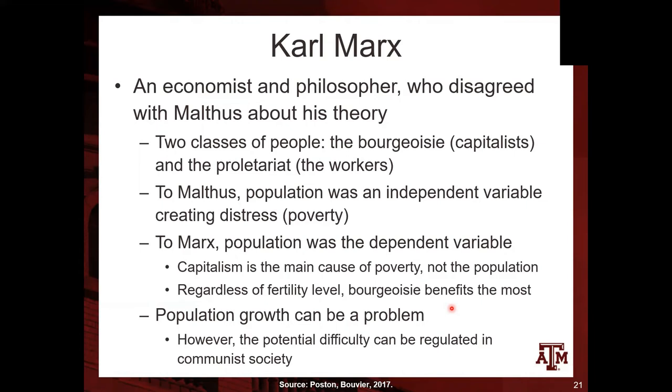To Marx, population was actually the dependent variable. Population was the consequence of how our society is organized. Our society organized in a capitalist way, in a capitalist system, is the main cause of poverty, not population.